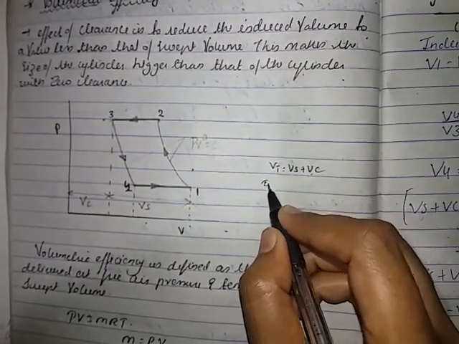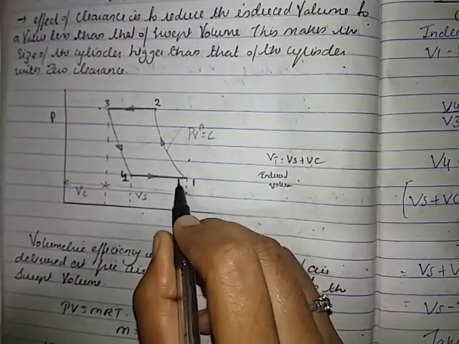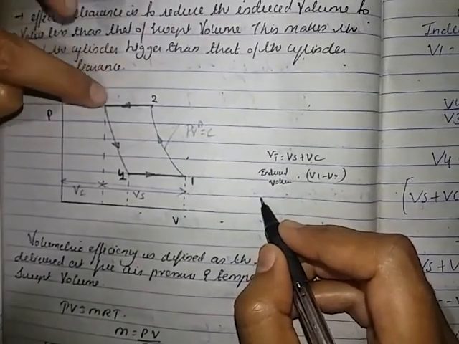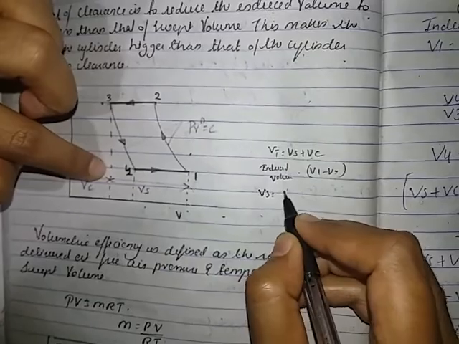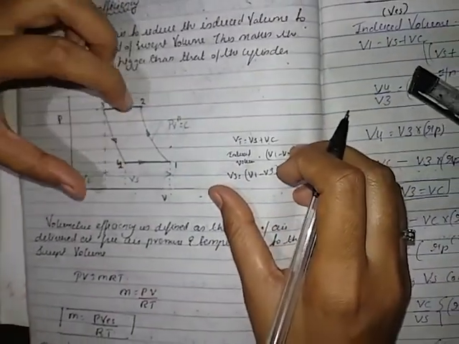Next, induced volume. If I want to take induced volume, what is induced volume? Induced volume will be V1 minus V4. Now if I want to take only the swept volume Vs, what is Vs? Vs will be V1 minus V3. Okay, these are the important terms which you understand from this PV diagram.